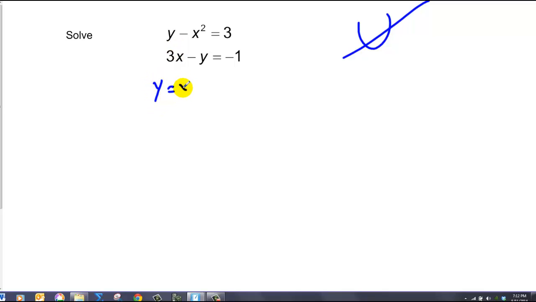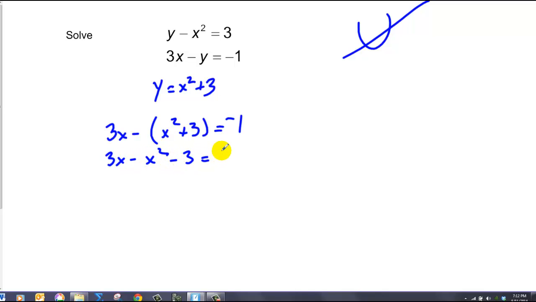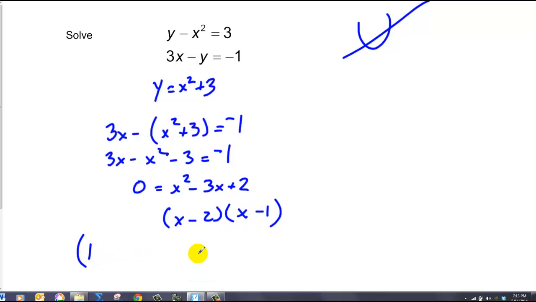I know y is equal to x squared plus 3. So therefore, I have 3x minus x squared plus 3 is equal to negative 1. That's 3x minus x squared minus 3 equals negative 1. Set the side equal to 0. Get x squared minus 3x plus 2 is equal to 0. I get x minus 2, x minus 1 as solutions. Therefore, I know x is equal to 1 and x is equal to 2, which means I'm going to have two solutions much like my picture here.